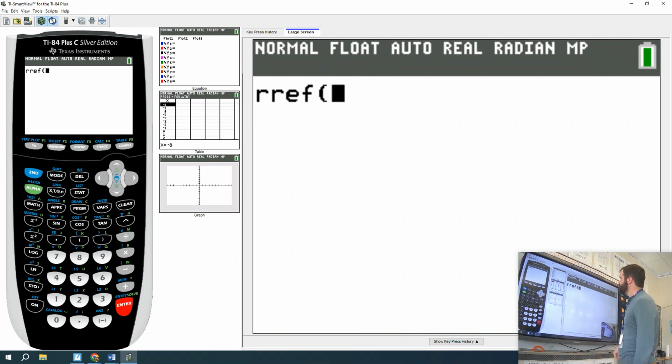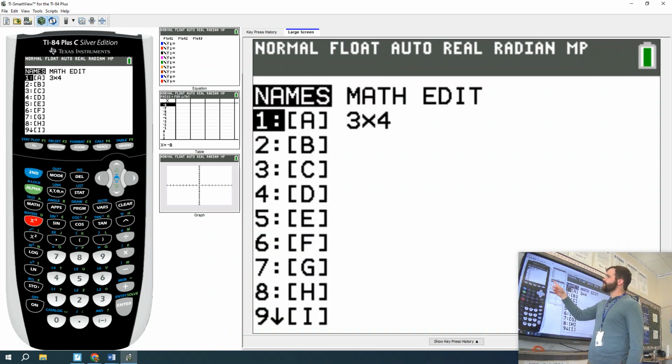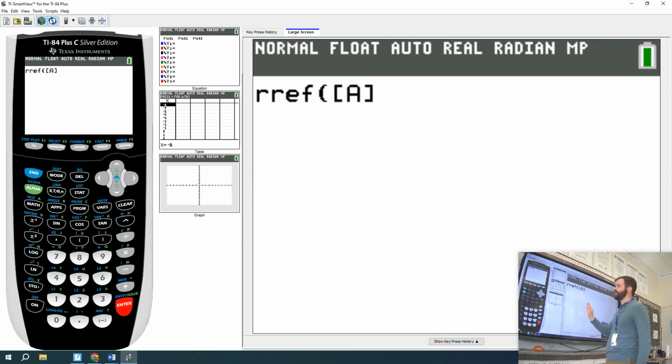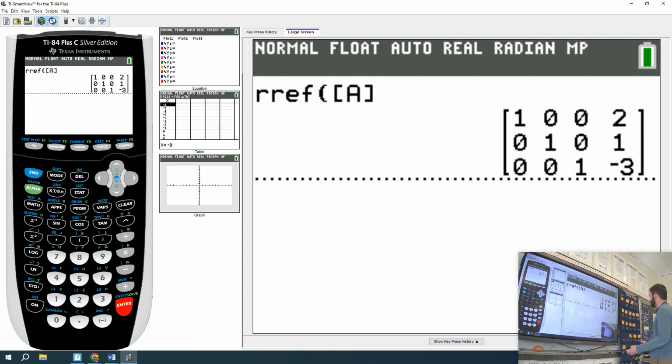RREF, and then you see we're telling our calculator to run this program, but then the calculator is asking, what matrix should I use for this program? So we're going to go back into matrix, second matrix, and we're going to click enter on A because that's the one we changed. Now we're telling our calculator to run reduced row echelon form for matrix A. Then if we hit enter, it's going to give us an answer.